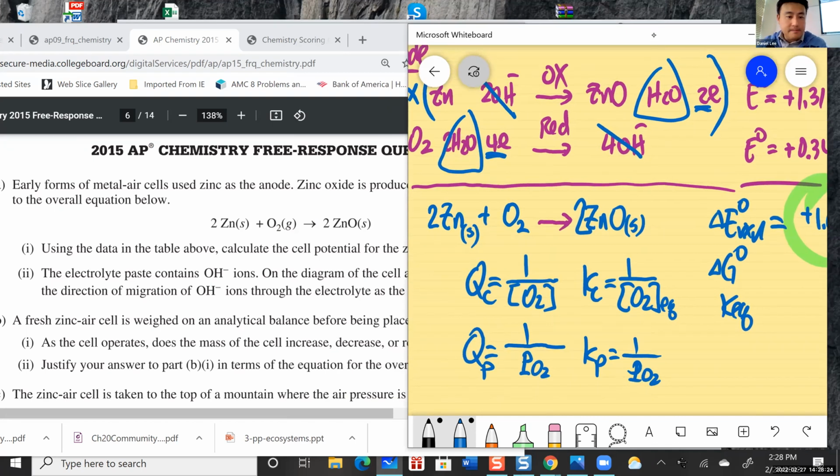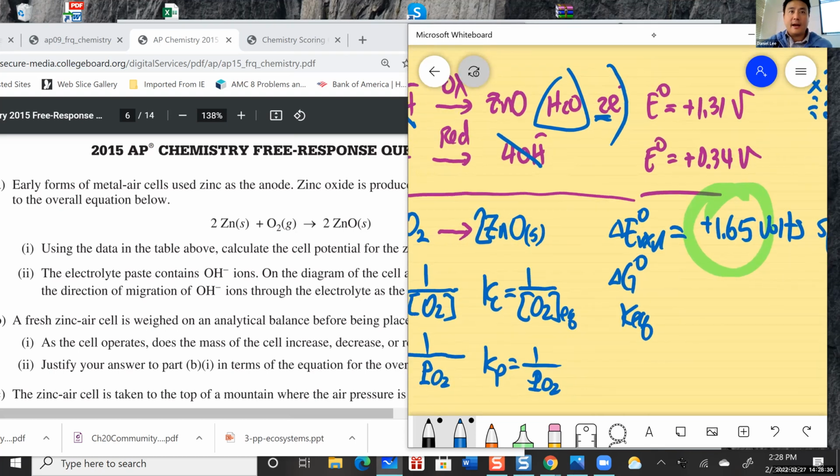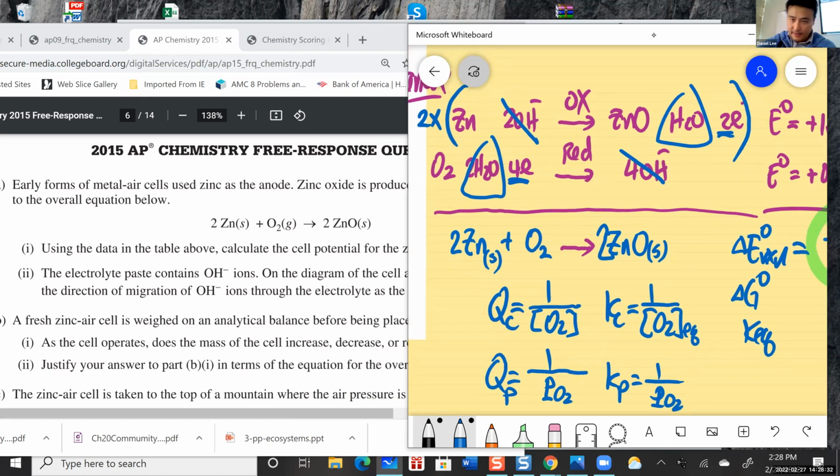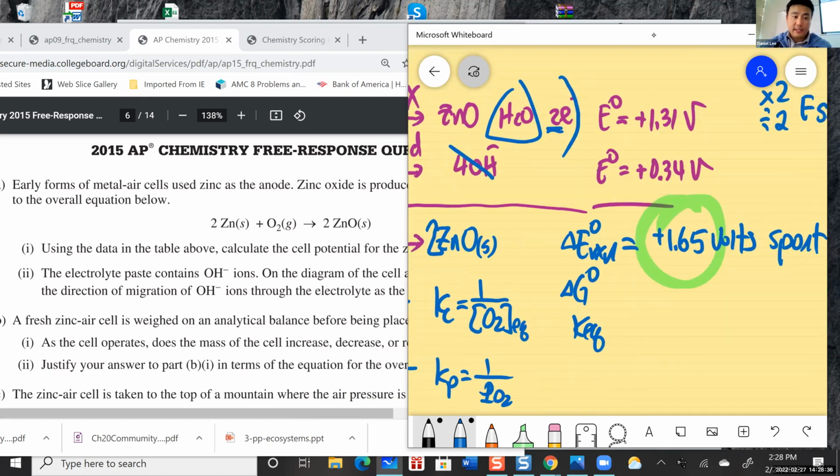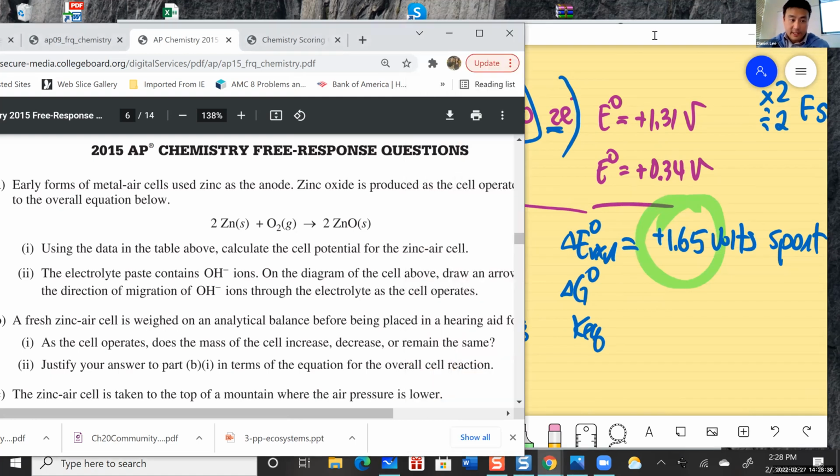The overall reaction is given. It is 2 zinc metal plus oxygen gives you this. So they give it to you without telling you how they got it, but this is how they got it. They literally flip to get the oxidation and reduction that balanced it. And we know the E already. So the question is, what is number 1? Use the data in the table, calculate the cell potential. What is cell potential? That's E.